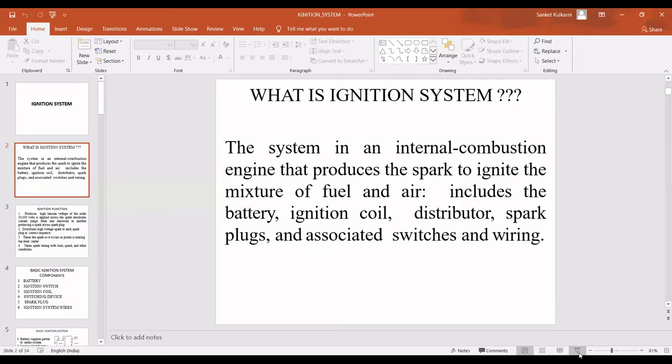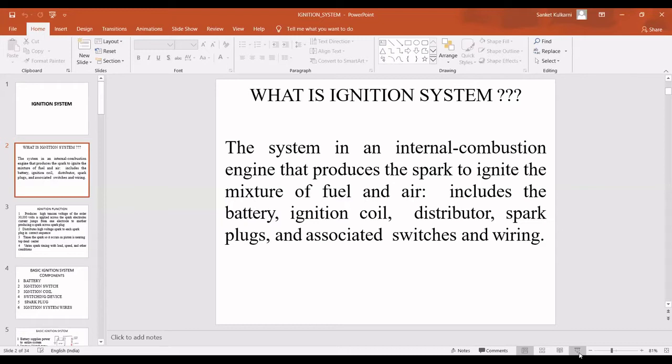Presently, we are going to concentrate more on spark ignition engines. As far as the ignition system is concerned, as I said, it is nothing but combustion. The ignition system is one of the most important systems used in IC engines. The spark ignition engine requires some device to ignite the compressed air-fuel mixture.